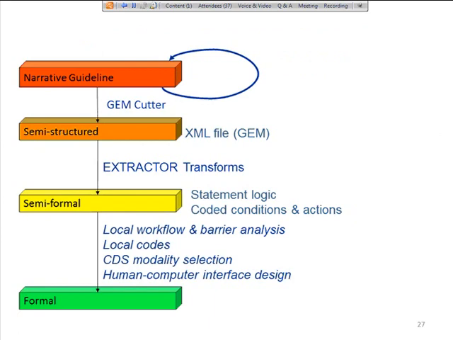The last step in moving from statement logic with coded conditions and actions to executable systems that are actually intended to interact with healthcare providers is a big step. And I think we may have been less successful than we would have liked over the last 5 years in trying to specify this step. We know it involves understanding local workflow and local barriers. It often involves taking national codes and retranslating them into local codes that work with a given system. It involves making choices of what decision support modality will be used. And we'll talk about this a bit in just a few moments.